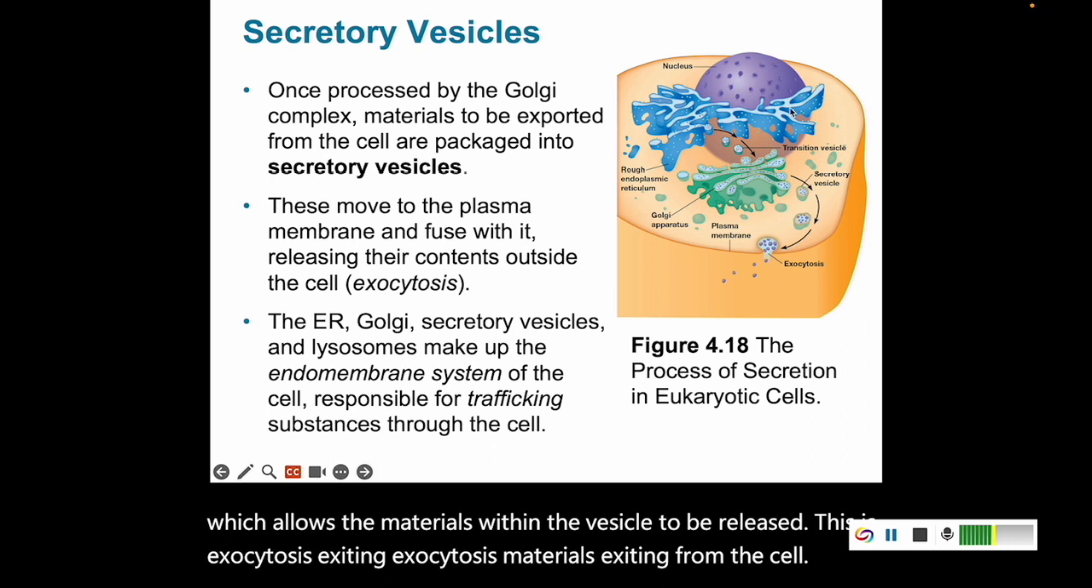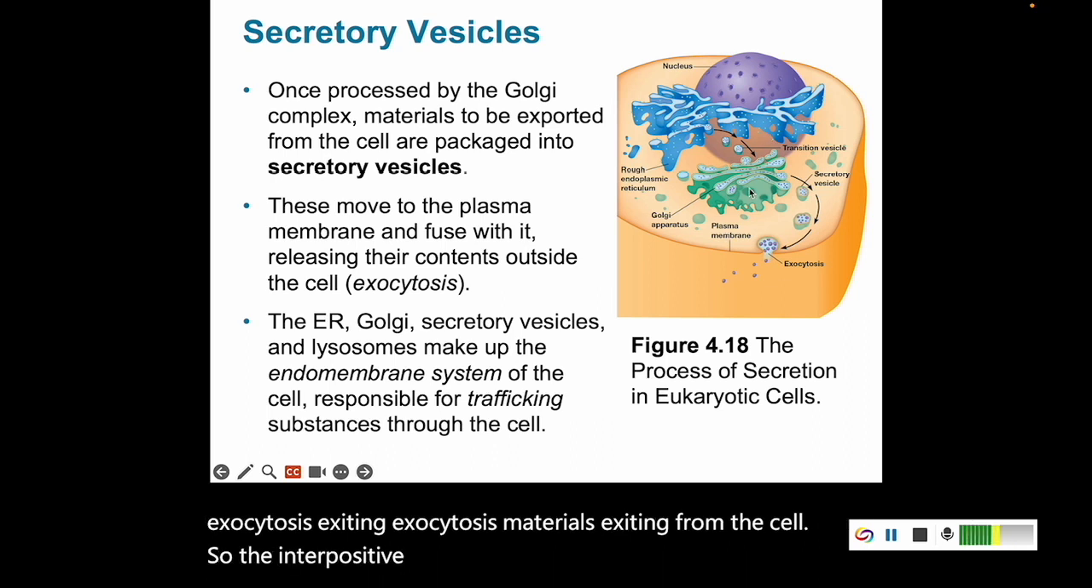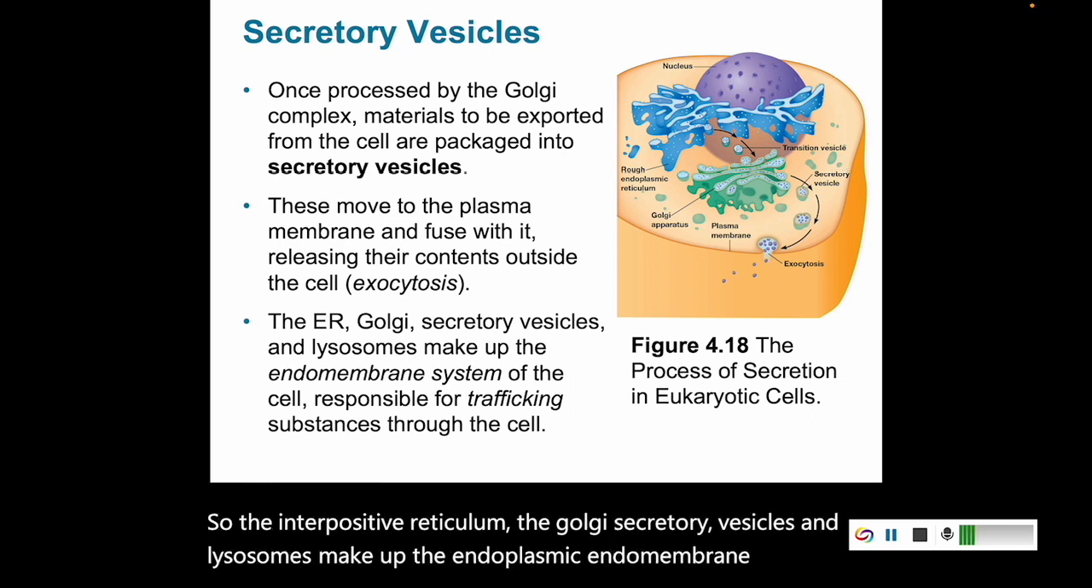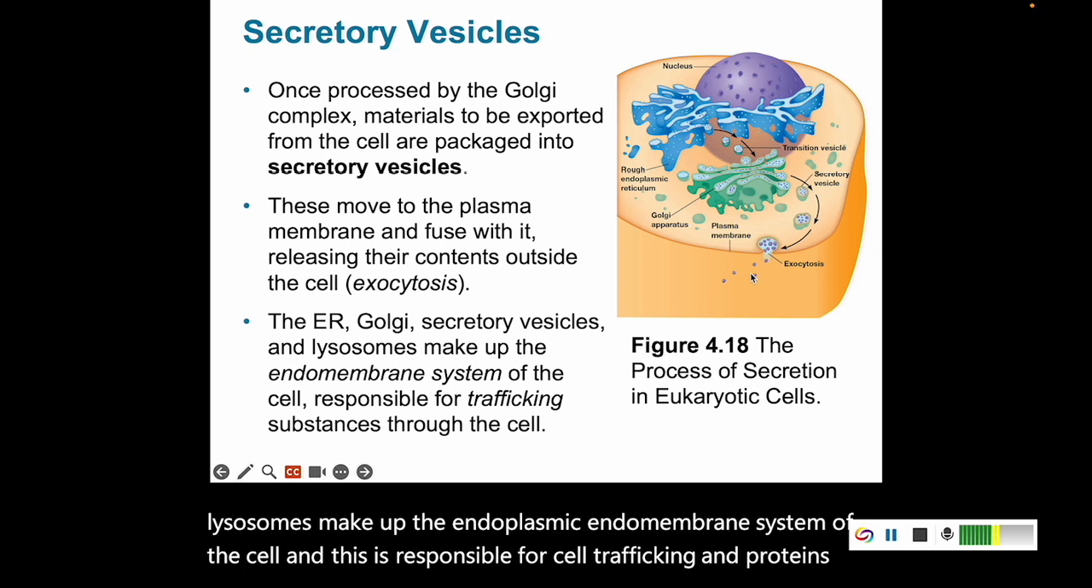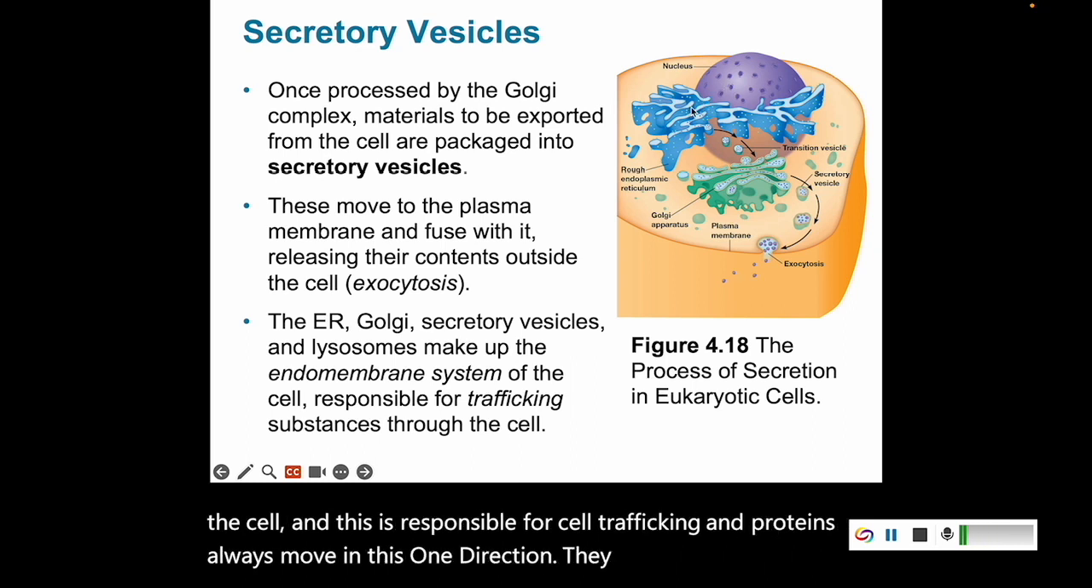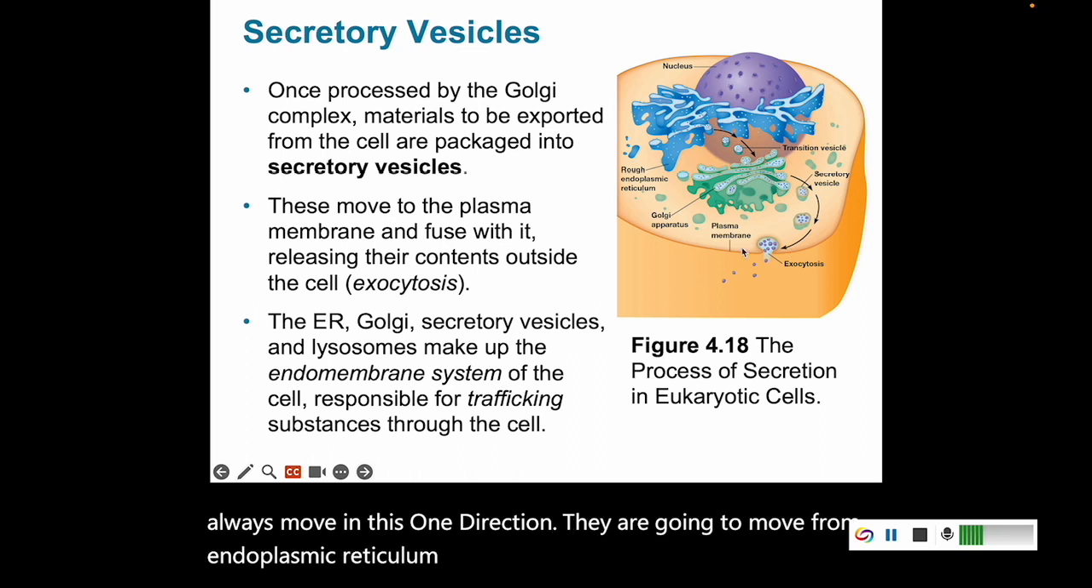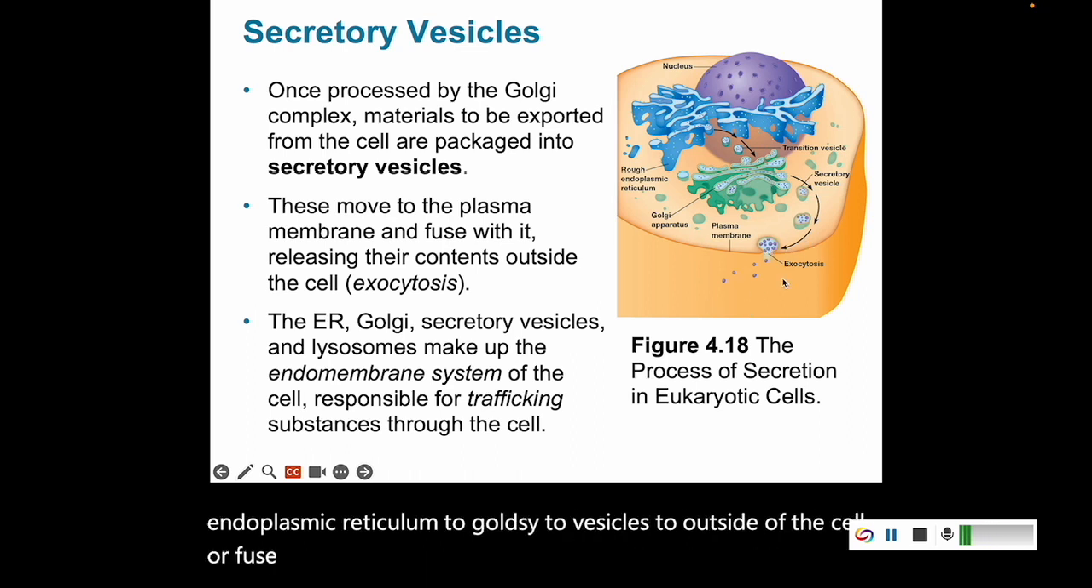So the endoplasmic reticulum, the Golgi, secretory vesicles, and lysosomes make up the endomembrane system of the cell. And this is responsible for cell trafficking. And proteins always move in this one direction. They're going to move from endoplasmic reticulum to Golgi to vesicles to outside of the cell or fuse with the cell membrane to create these functional molecules.